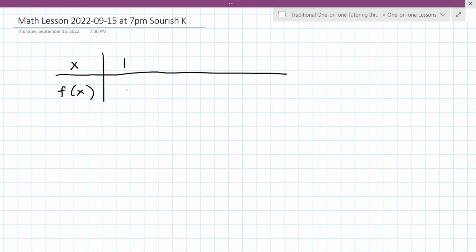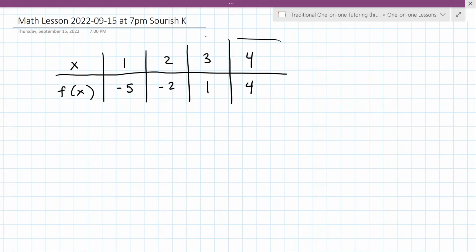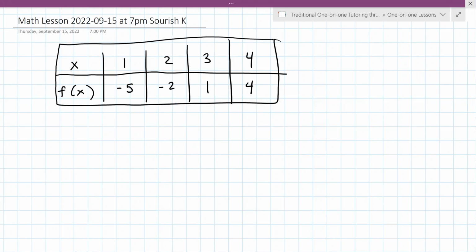So let's go 1, negative 5. Okay. 2, negative 2. 3, positive 1. 4, and 4. So can you describe the pattern in words? What is the pattern? The pattern is from 1 to 4, 1, 2, 3, 4, plus 1. So x is going up by 1.